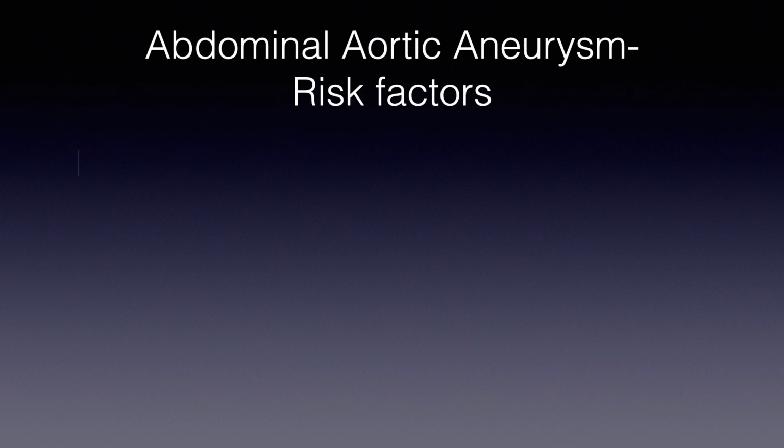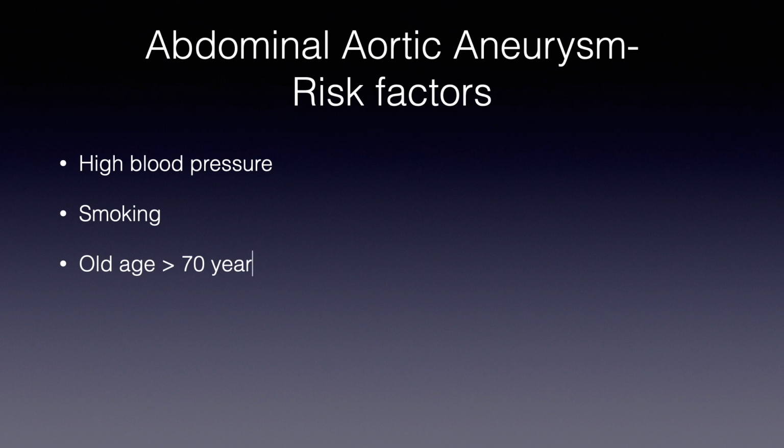The risk factors for abdominal aortic aneurysm include high blood pressure, smoking, and old age, more than 70 years. It is more common in whites and if there is a family history of abdominal aortic aneurysm.